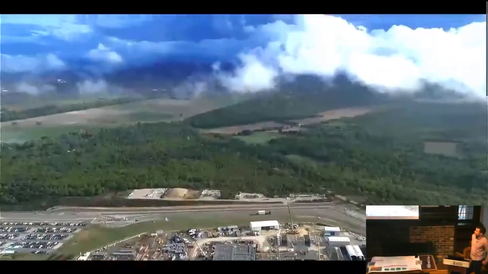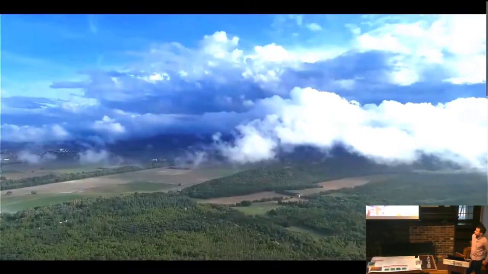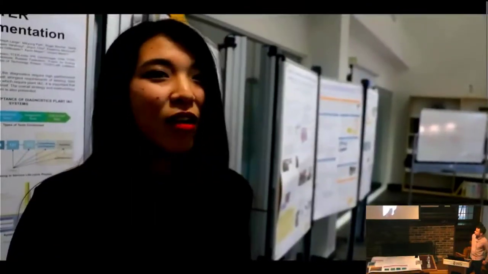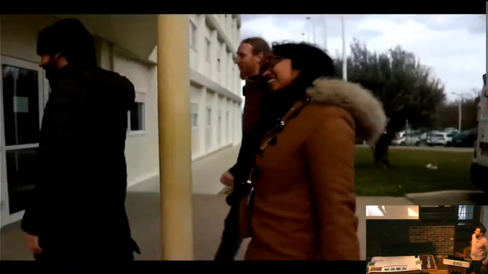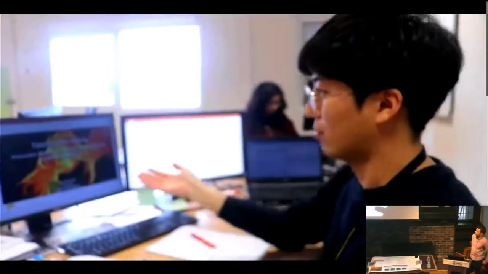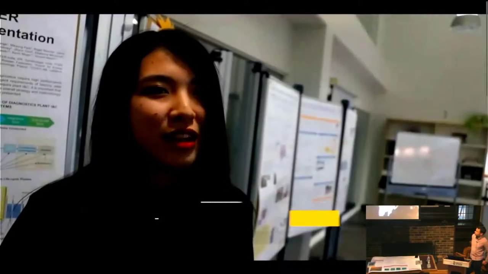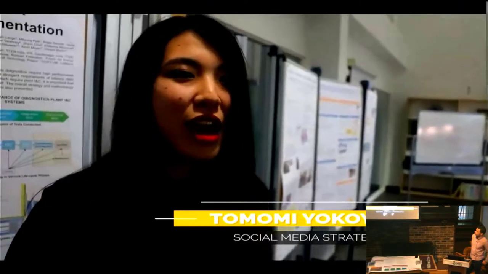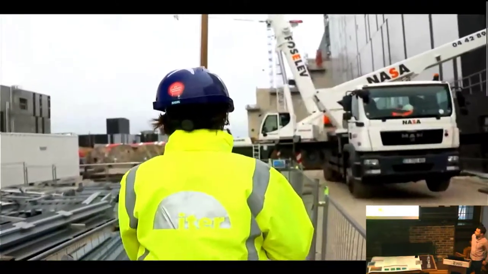You know, back in Japan, maybe people don't know about ITER, but they are interested, definitely. I have many friends here, many colleagues, and they're doing a great job. They're hardworking every day, morning to evening. But I think we, the communications team, have the responsibility to spread their efforts using social media, outreach.